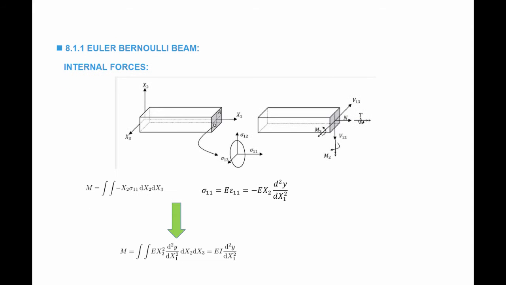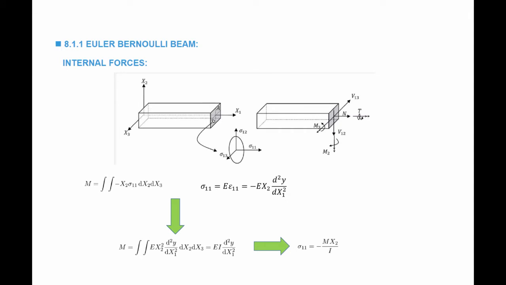With this substitution and integration, we obtain that the moment on the cross section is equal to EI multiplied by the second derivative of y, d2y by dx1 squared. Therefore, the relationship between sigma 1 and the moment is that sigma 1 is equal to negative the moment acting on the cross section multiplied by x2, the vertical distance of the point, divided by I, where I is the moment of inertia of the cross section.